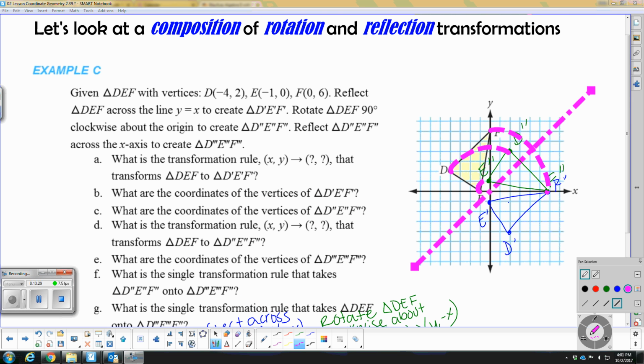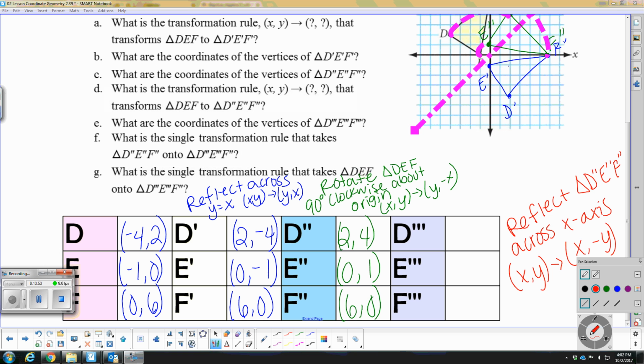And now you can see a second image of triangle DEF to be D double prime, E double prime, F double prime. And if you look at that, that's our 90-degree rotation of our original figure. And now the third thing it asks us to do is to take D double prime, E double prime, F double prime, and reflect it across the x-axis to create D triple prime, E triple prime, F triple prime.